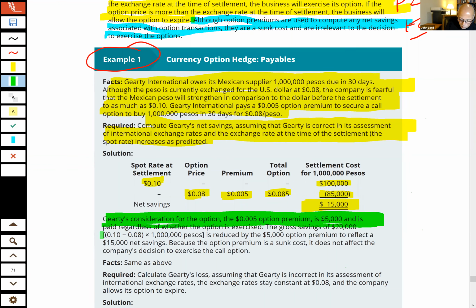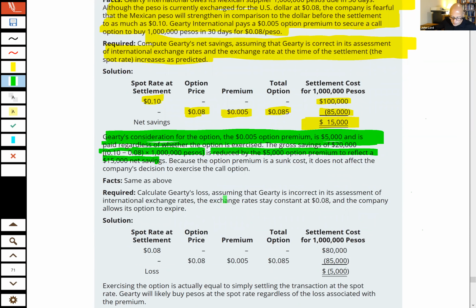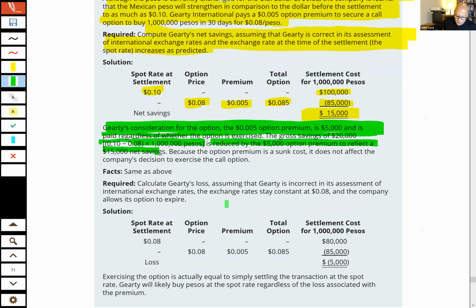The gross savings of 20,000, which would be the difference between the 10 and the 8 times the million pesos, is reduced by the $5,000 option to reflect a 15,000 net savings. Now, if they're wrong, and let's say things stay at 8 cents, then what? Well, at that point, they just simply let the option expire. They don't worry about, well, wait a minute, I paid 5,000 for that, so I have to consider that.